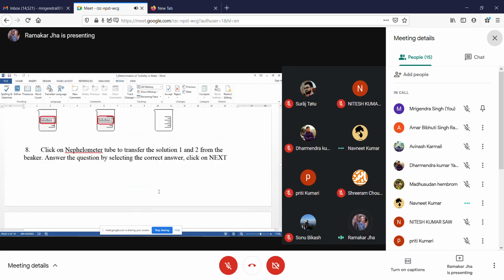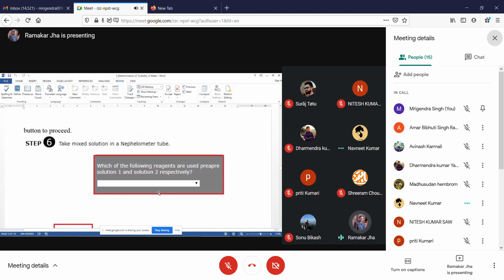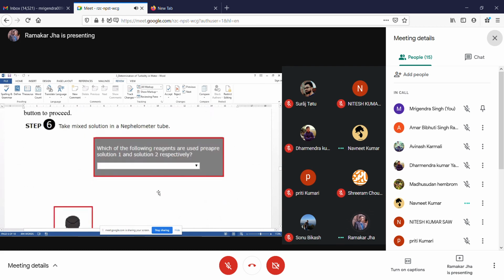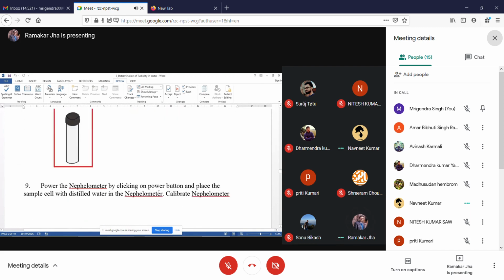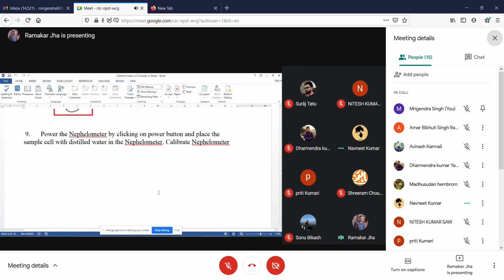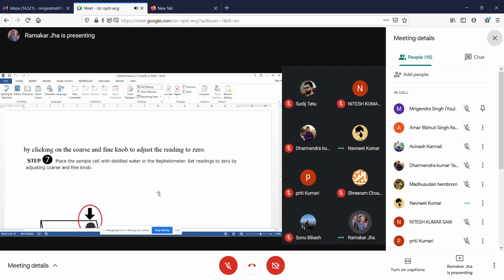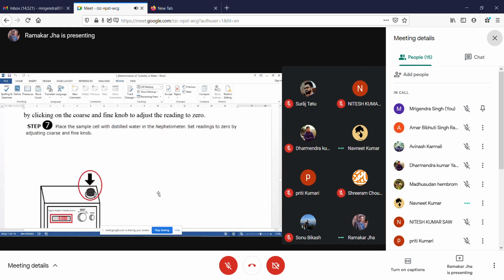Once solution 1 and solution 2 are mixed, we take it to the nephelometer tube, and the tube is placed in the nephelometer. Now calibrate the nephelometer: place the sample set with distilled water in the nephelometer and set the reading to 0. Then we take 100, which was already known, and set it to 100.